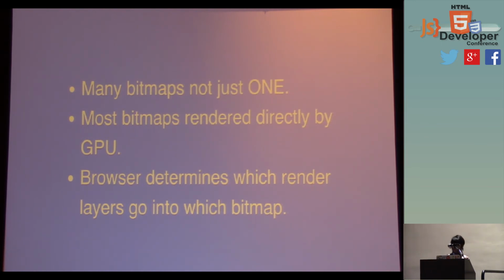Because the browser now has so many choices, it needs to determine which of these render layers go into which of these bitmaps. As usual, as we have seen so far, the browser solves this problem by creating yet another tree, which is the graphics layer tree. I'm not going to show that, but it's very similar to the render layer tree, except it's now a combination of render layers into a graphics layer.